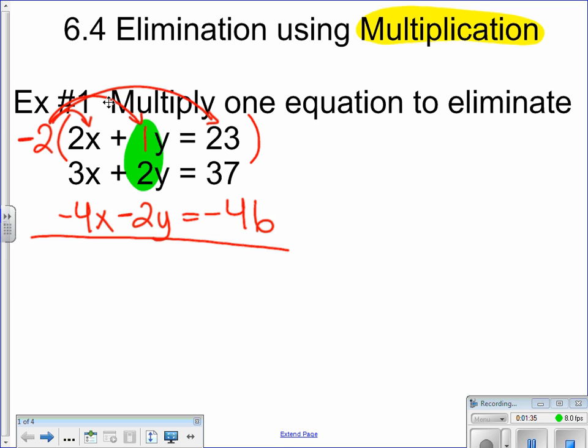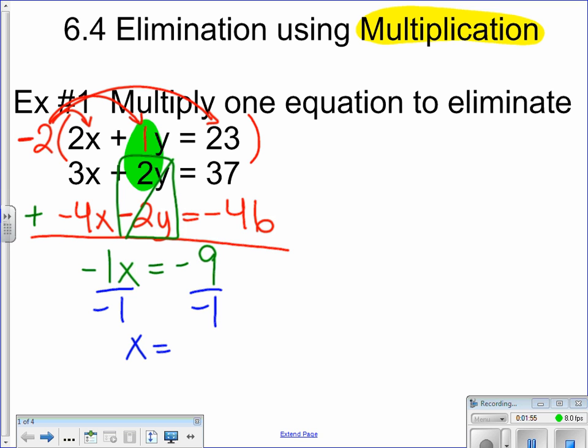At this point, you can see that the two y's cancel each other out. If you add the 3x and the negative 4x, you'll get negative 1x. And then 37 minus 46 results in negative 9. Don't forget to divide by negative 1, and negative 9 divided by negative 1 makes positive 9. Now you're halfway done with this problem.